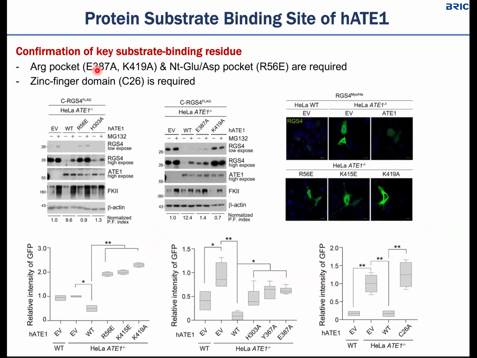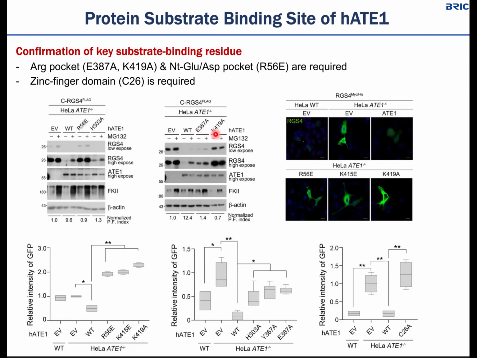And so to further interrogate the functional roles of the identified substrate binding sites, we carried out targeted mutagenesis of key residues. These mutations also led to a stabilization of RGS4 levels, corroborated by immunostaining. Additional mutations at E387A and K419A, as well as R56E, yielded similar outcomes.